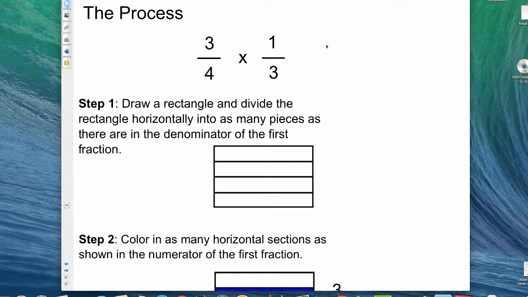Let's take a look at the process of taking this particular problem, 3/4 times 1/3, and changing it into a picture that'll actually solve the problem. So let's look at it step by step. Step 1 is to draw a rectangle and divide the rectangle horizontally into as many pieces as there are in the denominator of the first fraction. So we've got our first fraction up here, 3/4, and we take a look at the rectangle I've drawn, and I've broken it into 4 pieces because that matches the denominator of 4. So we've got 1, 2, 3, 4 pieces.